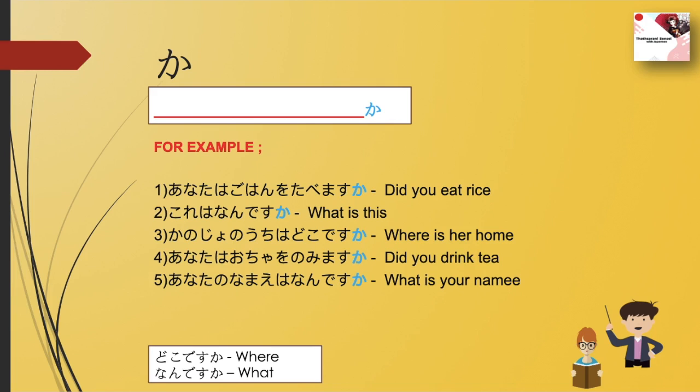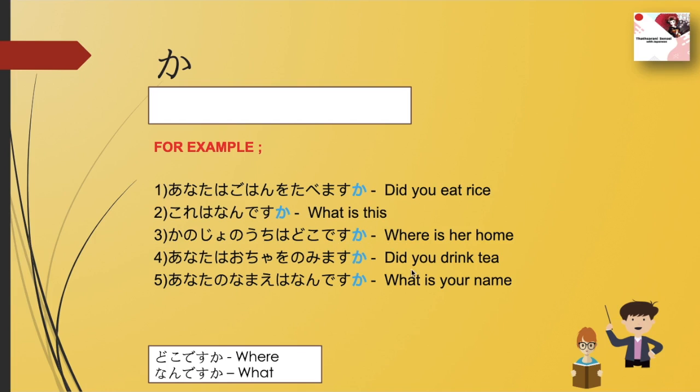Okay, let's move to the second example, that is, what is this? Here we have kore wa nan desu ka. Kore means this, and we have the wa particle, and after that we have nan desu, and that means what. After that we have ka to make this a question. Alright, the third example is where is her home. To say that in Japanese we can say Kanojo no uchi wa doko desu ka. Kanojo means she, and doko desu means where, right? And we have the ka particle to ask this like a question.